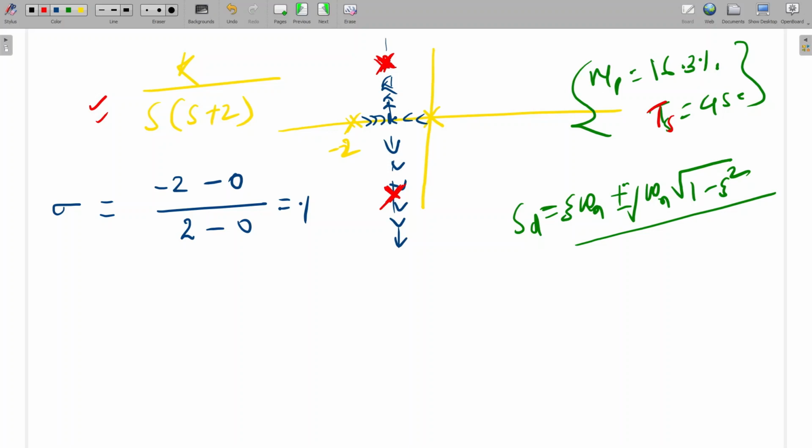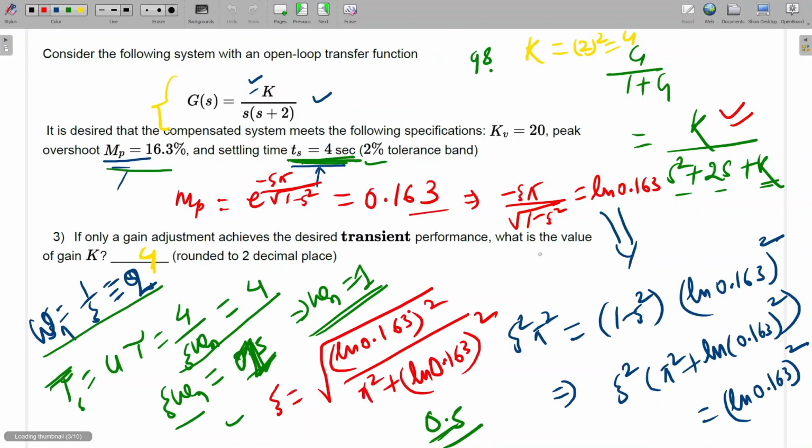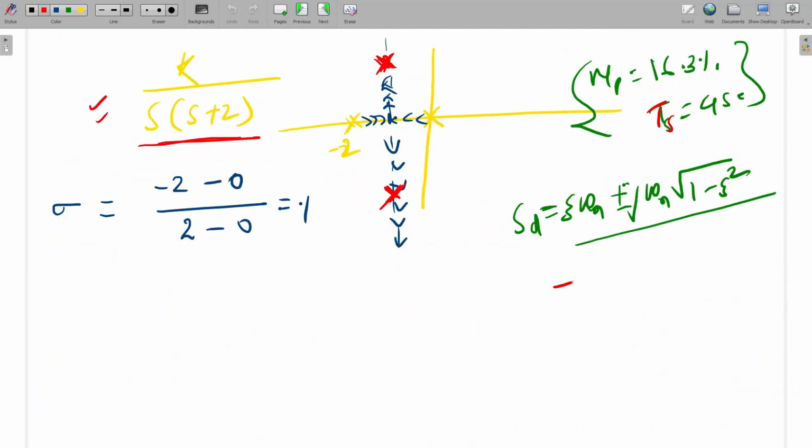Sir, from this we have to find the dominant pole, then we have to proceed further. See, here the dominant pole concept is not there. Okay, sir. I will explain. So zeta omega n, how much did we get? Zeta is 0.5, into omega n, 2. So that will be 1. So minus zeta omega n, minus 1, plus minus j omega n, how much? 2.